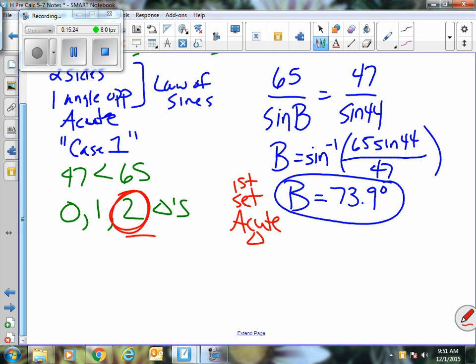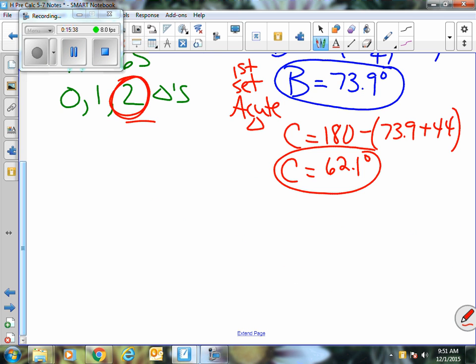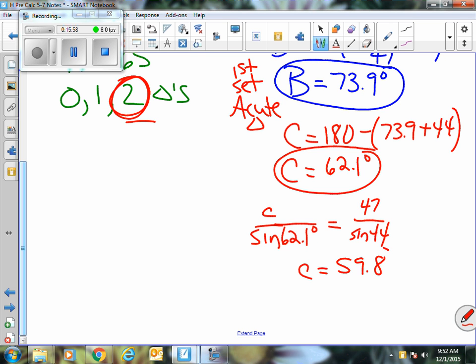So let's go ahead and finish off the first set. So we're going to find our angle C. Always do the same thing here. So we find our angle C, which looks like it is 62.1 degrees. And then our little c, set up your law of sines. And we go back to our given information again. So 47 is to the sine of 44. Cross multiply, divide, no inverse because it's just a side length. So pause the video, go ahead, type yours in. I got 59.8. So that's our first set.